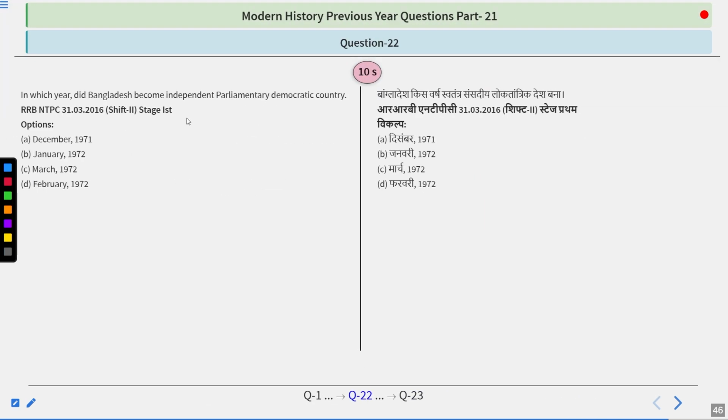In which year did Bangladesh become an independent parliamentary democratic country? Options are December 1971, January 1972, March 1972, or February 1972. Try to think about it.